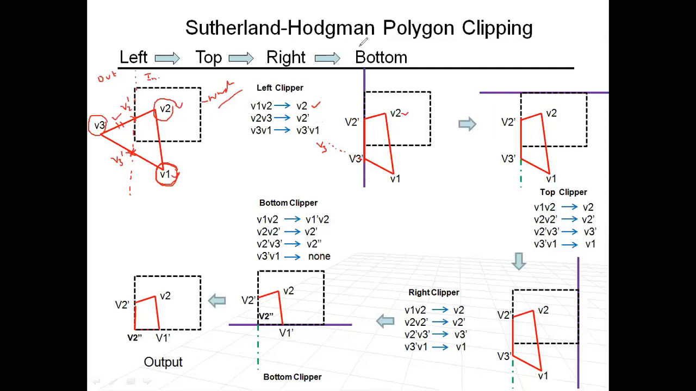Now let me clear the drawings. Now see, we are left with v1, v2, v2 dash, and v3 dash. All the vertices are saved. Now these lines will be joined together, so it will be treated as a closed object. So this polygon, after left clipping, will be the input for the next clipper, that is top.